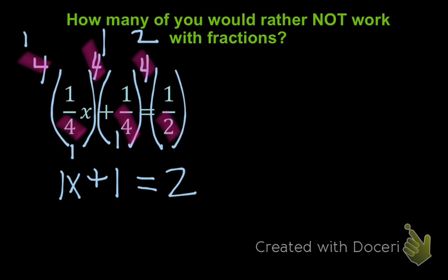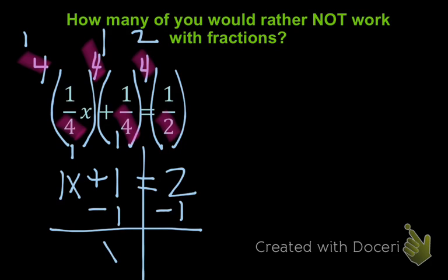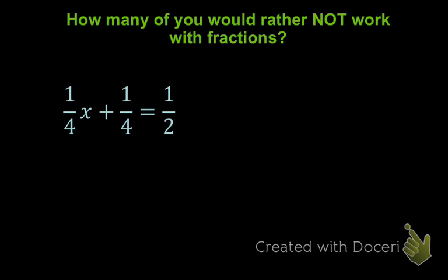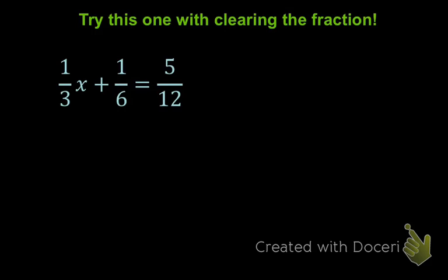Now how much easier does that equation look? So now I can just draw my line and solve like usual. Subtract 1, I'm left with x equals 1. See how much easier that was? So this is a process called clearing the fraction. Let's go ahead and try it again with another problem. Let's try it with a different problem.